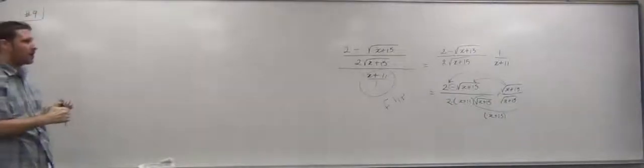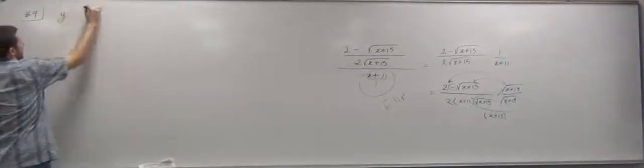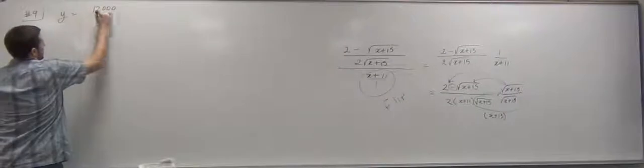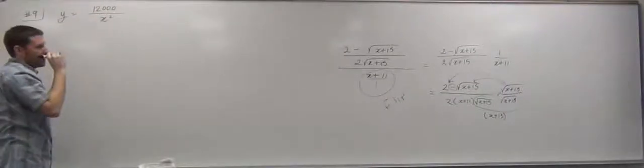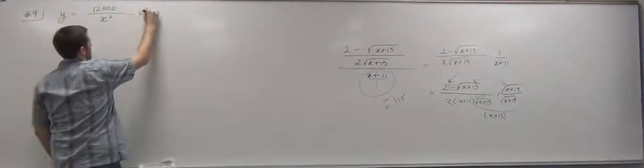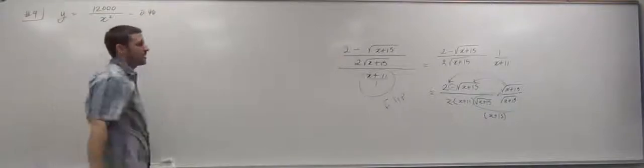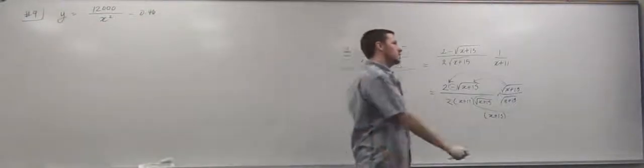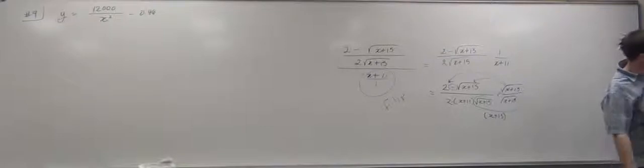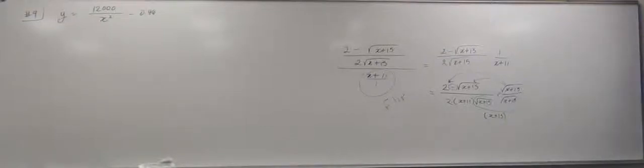So they give you this function, y equals 12,000 over x squared minus 0.46. They tell you, comma, this function is only valid for x values between 5 and 100. So this is like a domain. It's telling you this only works for x between 5 and 100. Then it says where x is the diameter of the wire.